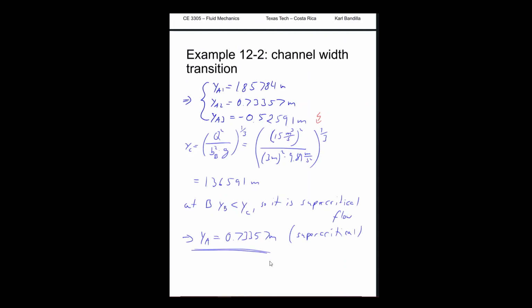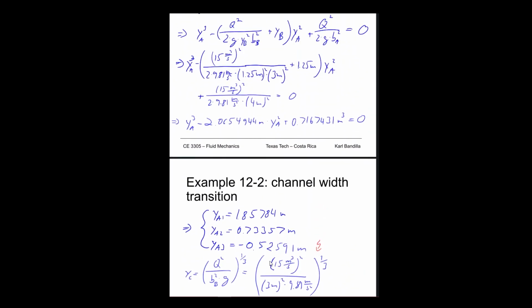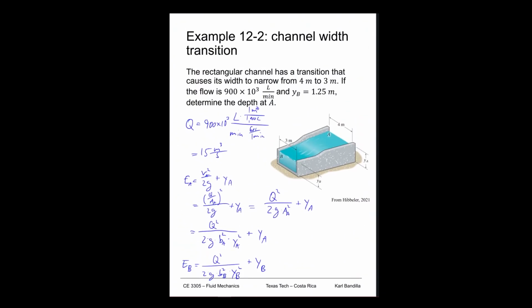And with that, we have our solution. So we figured out that the depth at A would have to be 0.7 meters, if at B it is 1.25 meters, and if the channel changes from 4 meter width to 3 meter width.